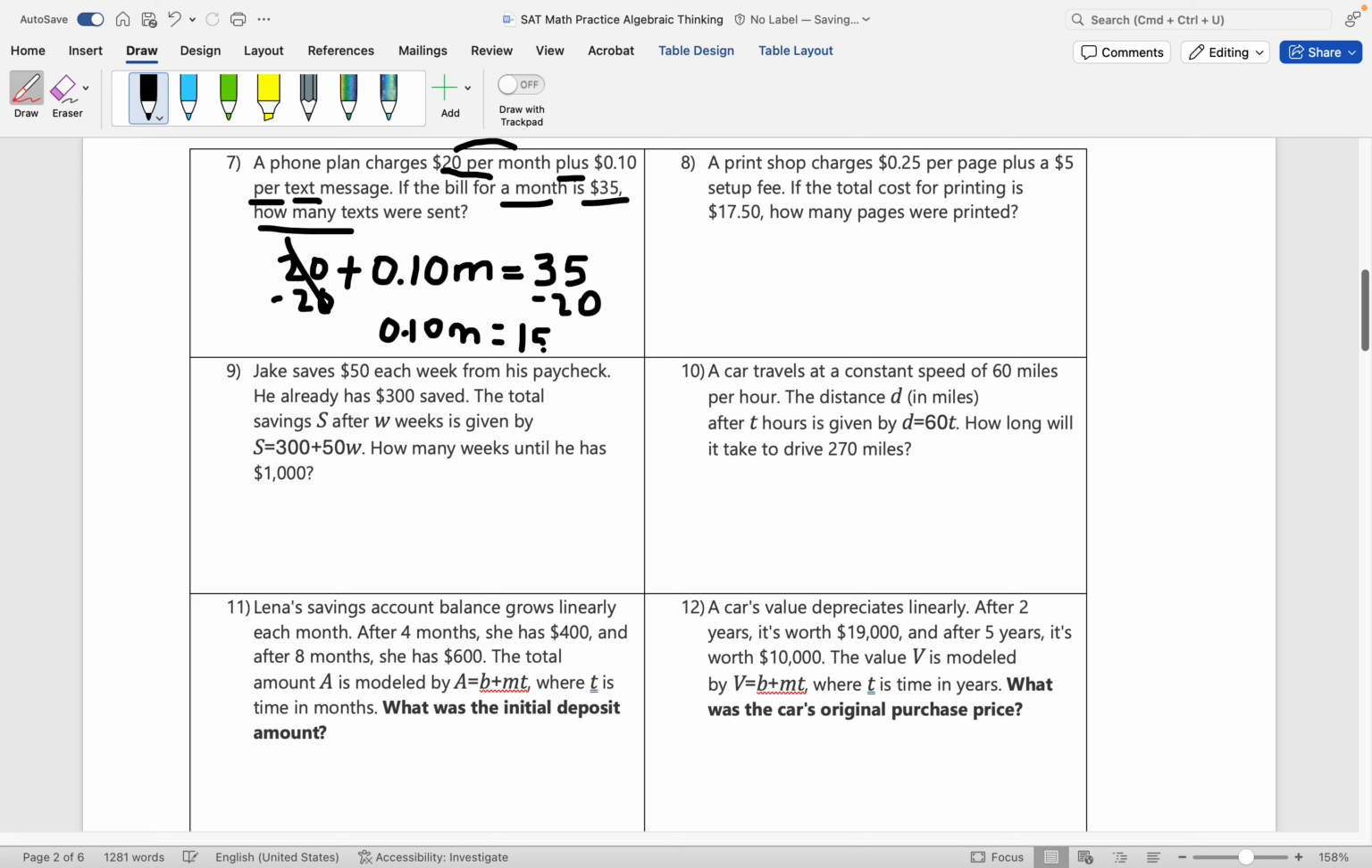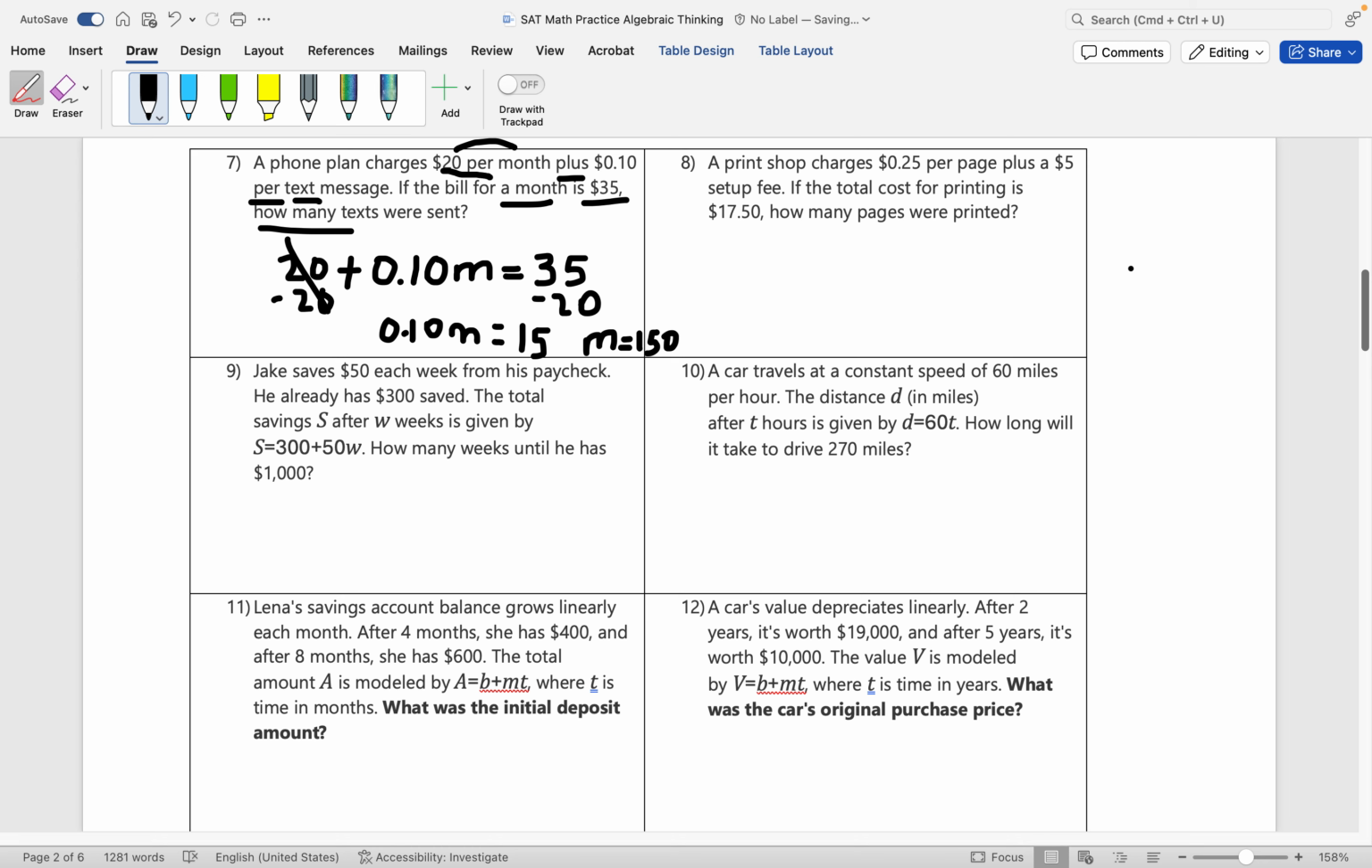And now my last step is to divide because the 0.10 is multiplying. So the opposite of multiplying, multiplication is division. So when you divide 15 by 0.10, you get that the number of messages is 150. So there were 150 messages sent.